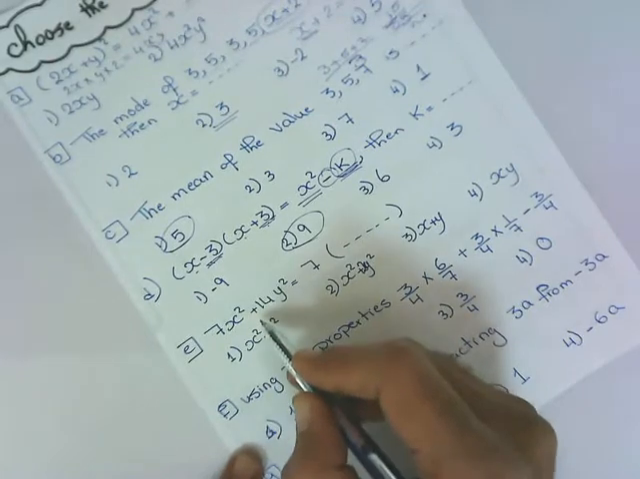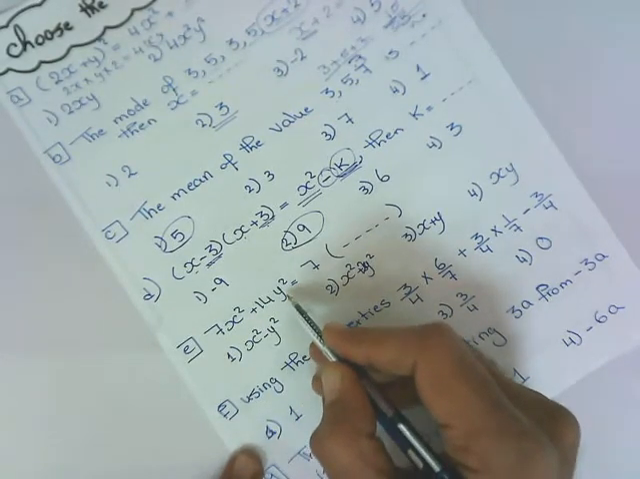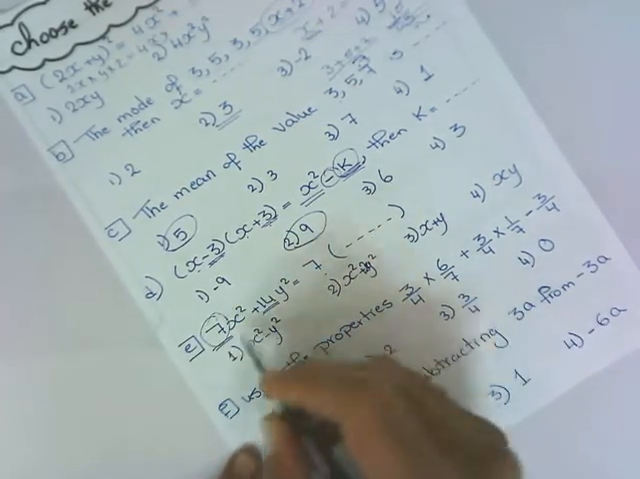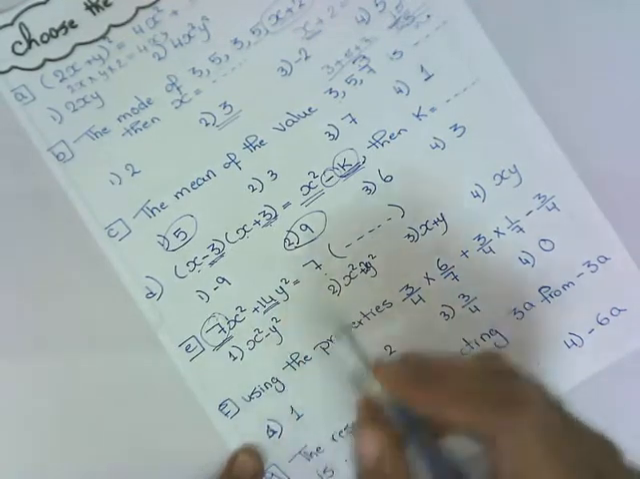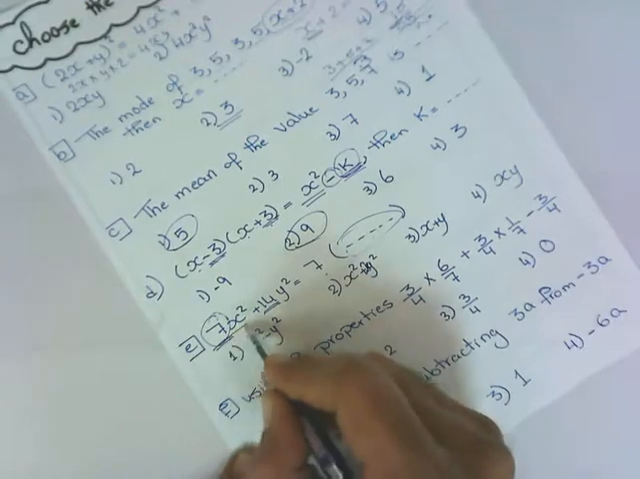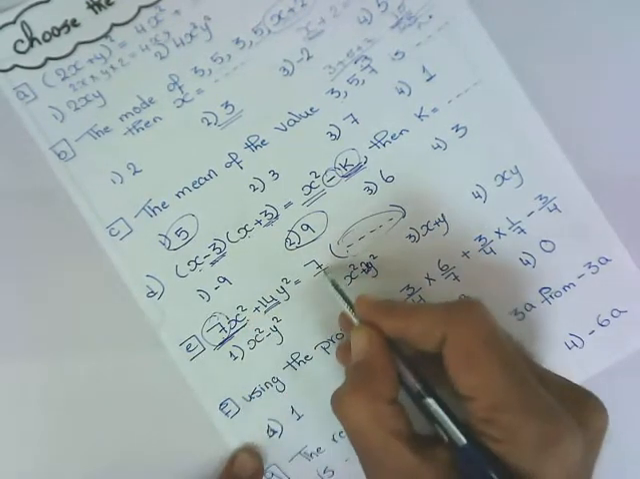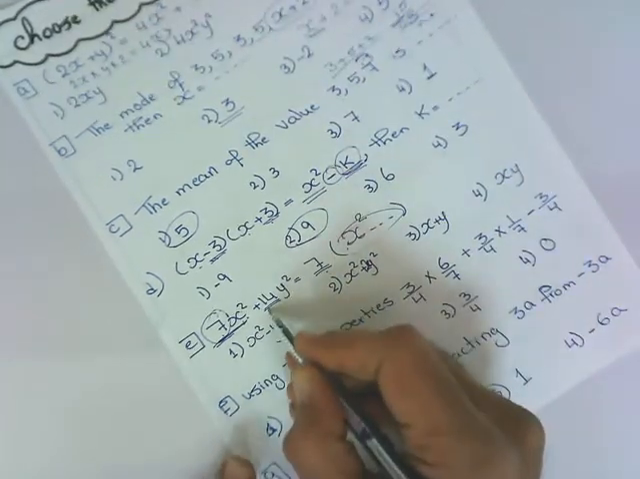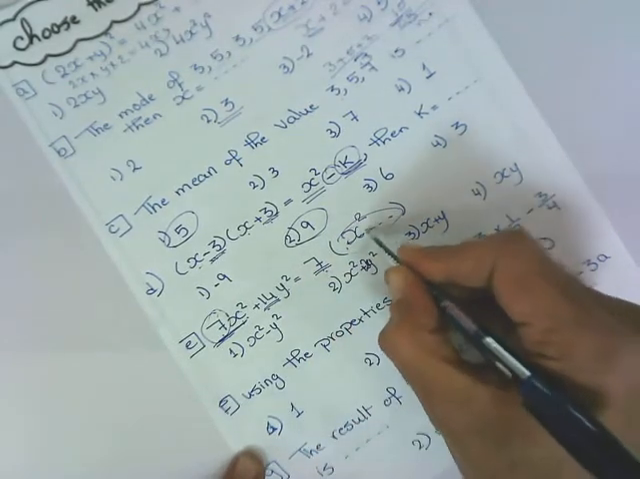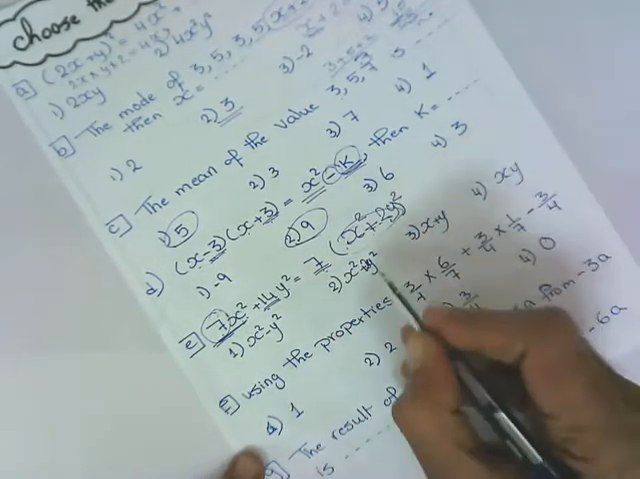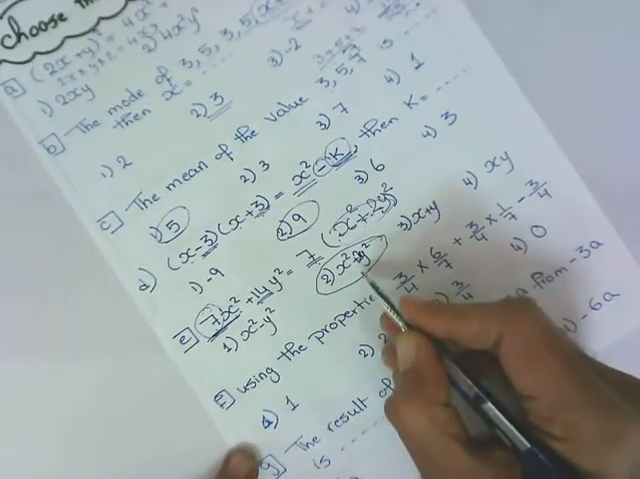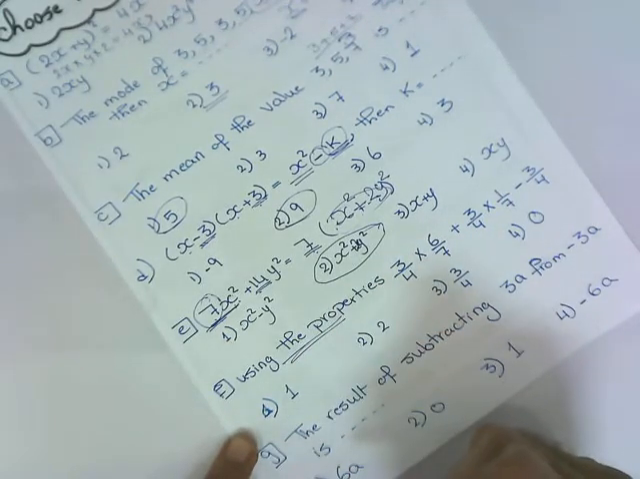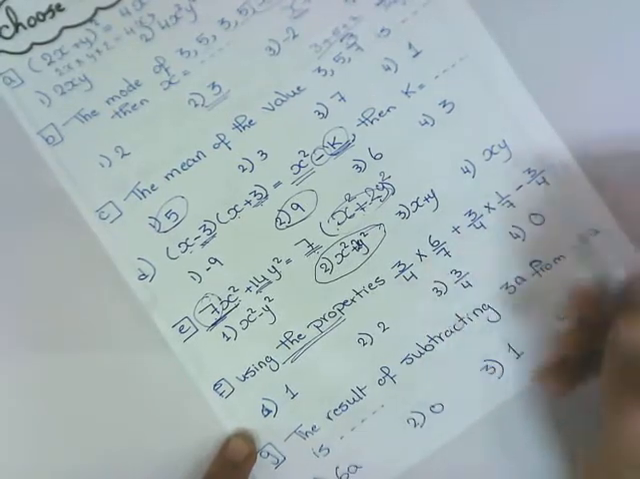7x power 2 plus 14x power 2, sorry, 14y power 2, equals 7 times what? We take 7 as a common factor. Highest common factor between the two terms is 7. So to get the bracket, we will divide 7x power 2 by 7, which will be x power 2. And 14y power 2 divided by 7 will be 2y power 2. So the answer will be x power 2 plus 2y power 2. Using the properties of multiplication, we will use the distributive property or the highest common factor.